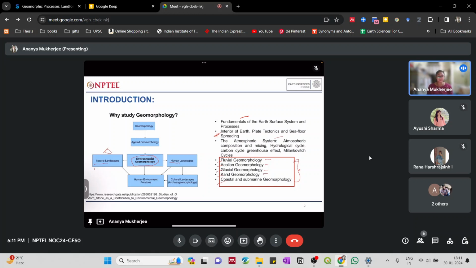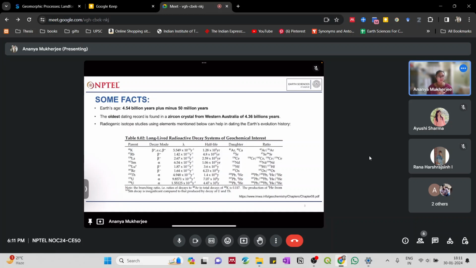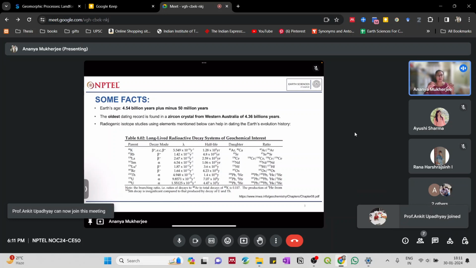So you have human-environment relations also, and then you have your cultural landscapes, as in the different heritage sites. So what is the action of these geomorphic processes in such landscapes? That too we try to understand when we know the basics of geomorphology or geomorphic processes. So, some very basic facts which we need to keep in mind when we are learning about earth processes.